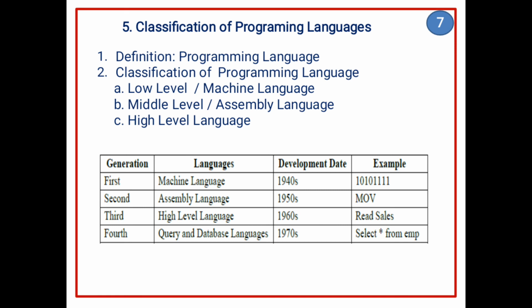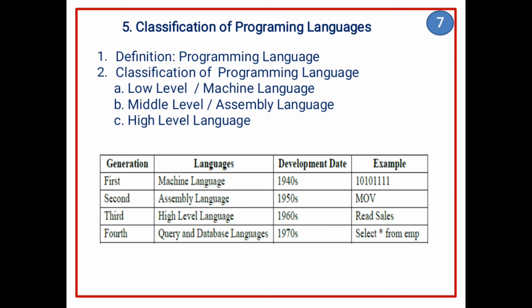Now what are the disadvantages of low level languages? First disadvantage is instructions are very difficult to use and understand. Second disadvantage is instructions are machine dependent. That means a program written for a particular machine does not execute on another machine. And the last disadvantage is it is very difficult to find errors, debug and modify.